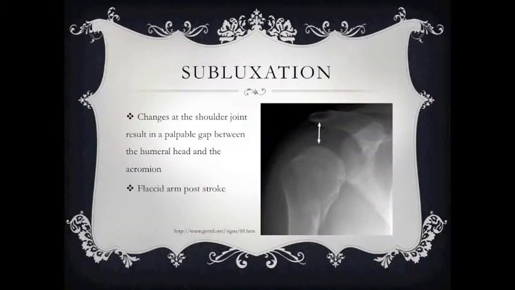In the past, subluxation has often been thought to be the primary cause of shoulder pain in the hemiplegic shoulder. Subluxation is caused by changes at the shoulder joint that result in a palpable gap between the humeral head and the acromion of the scapula. Post-stroke, the arm is flaccid because of a loss of deep tendon muscle reflexes and muscle tone. The lack of active motor function at the rotator cuff muscles results in a downward drift or inferior subluxation of the humeral head. However, current research points to subluxation as not being a primary cause of hemiplegic shoulder pain.